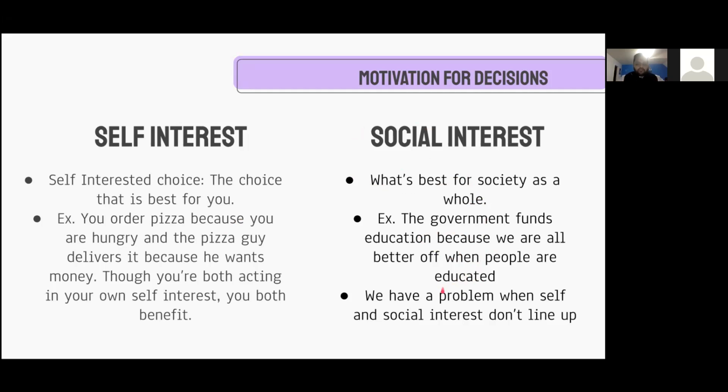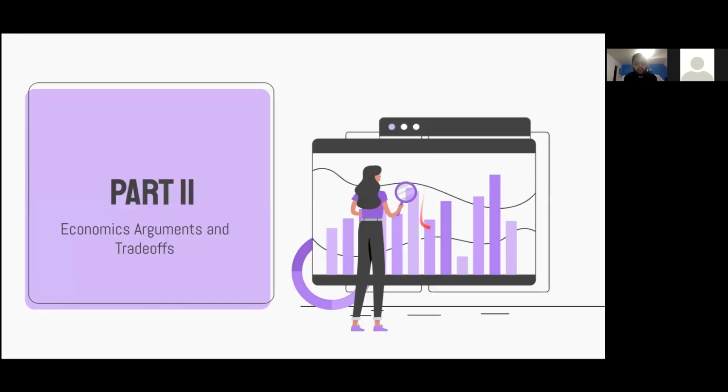Some of the biggest problems in economic decisions exist when self and social interests don't line up. We can see this all the time in terms of taxing billionaires. Obviously, it is not in the self-interest of billionaires to get taxed, but social interest would dictate that maybe we should significantly tax them more. So the conflict between self-interest and social interest is one of the big things discussed in economics. All right, let's talk about the second part of this seminar.